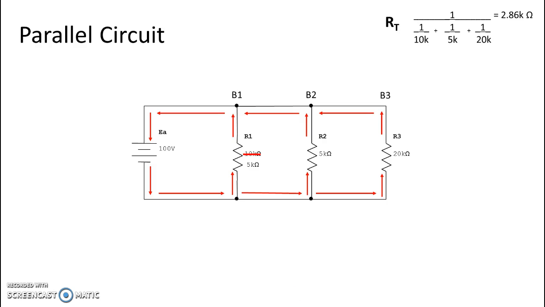Originally, we know we had a value of 2.86k ohms. Now, when we look at our new values, we actually see a decrease in resistance to 2.22k ohms, which makes sense because one of our branches decreased in value, so we see a total decrease in our resistive value.